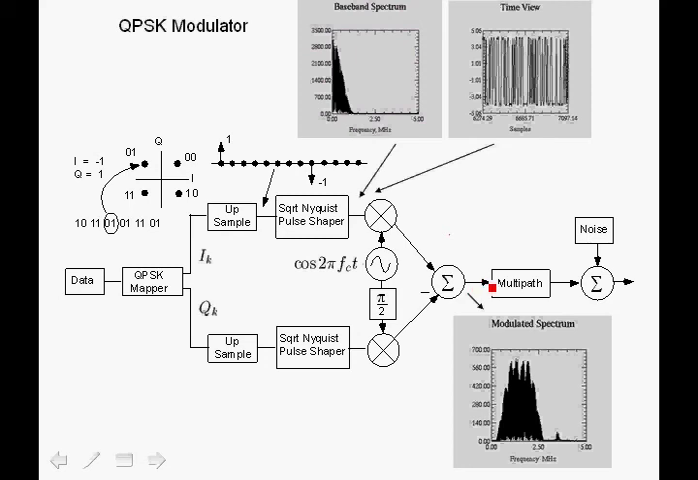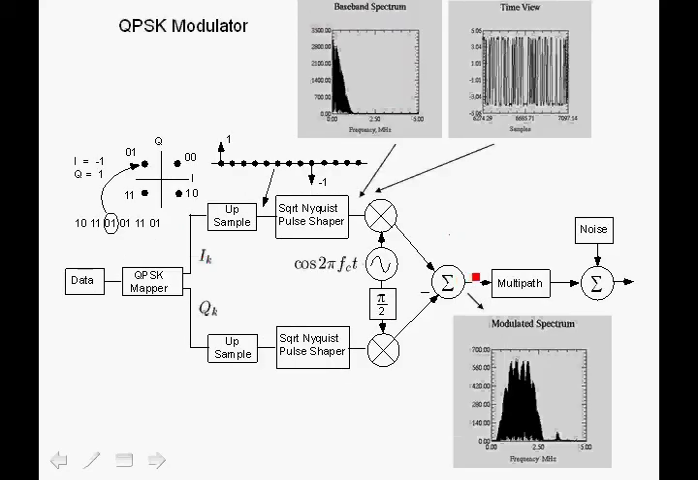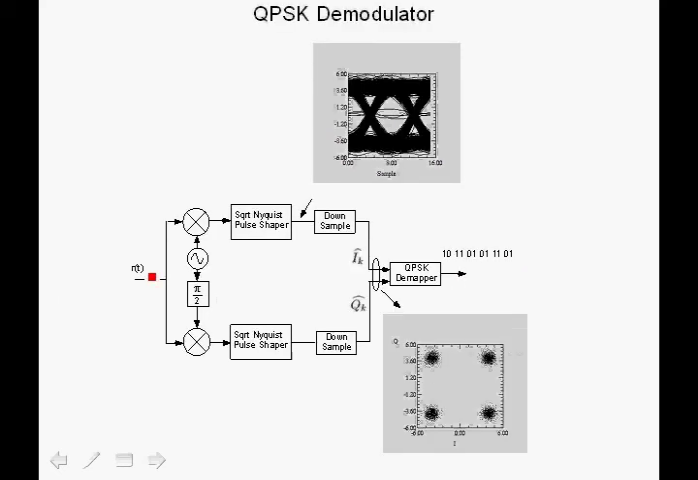The signal then goes through a multipath channel, and then we have additive noise, and we receive the signal at the receiver, in which we go through the demodulation process. Now we are going to analyze this signal here, and we will show how we demodulate it. The demodulator is shown over here.